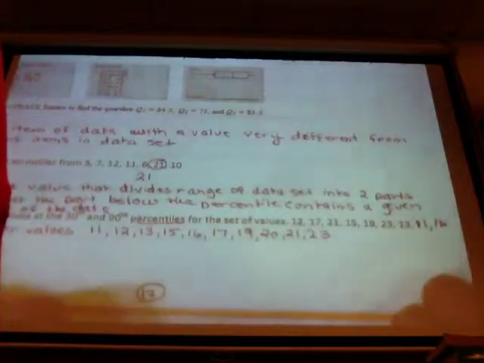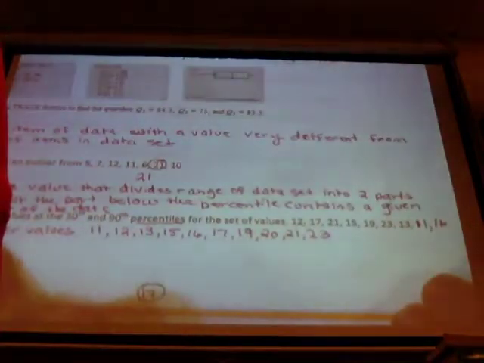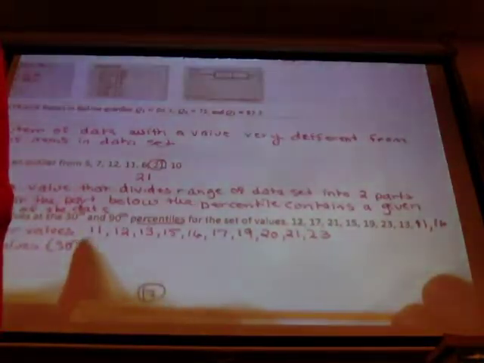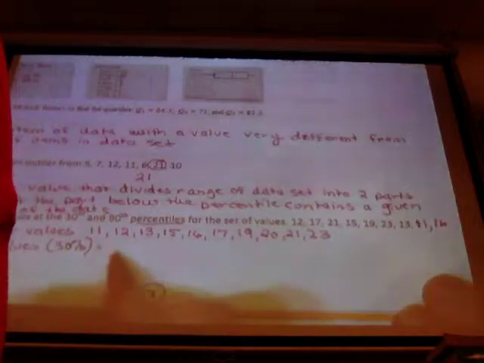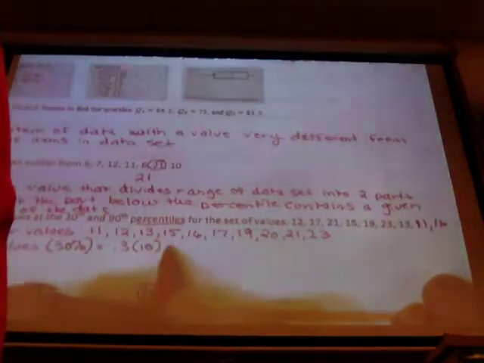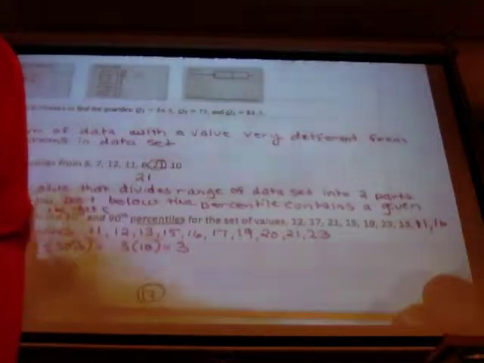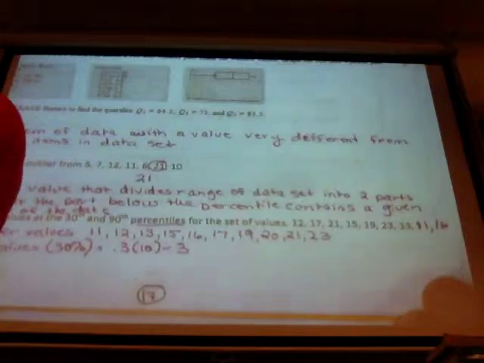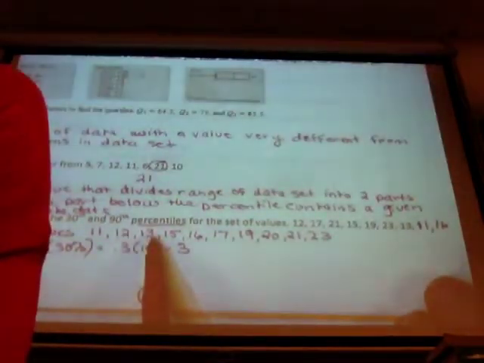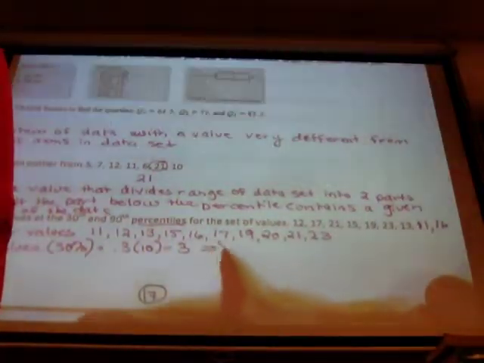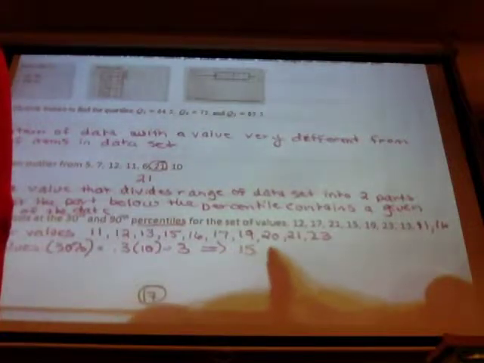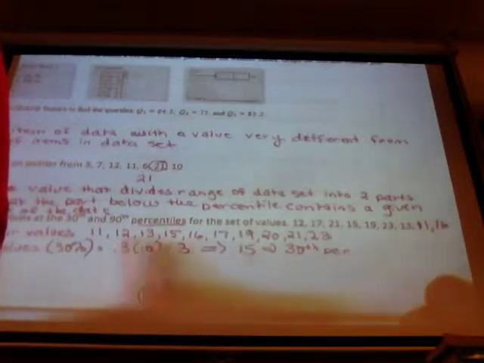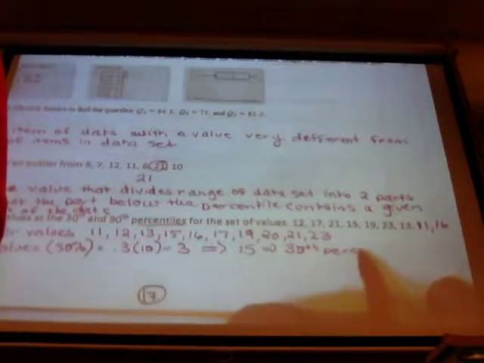So out of the 10 values, I want to find the 30th percentile. So the 30th percentile of 10 is 3. So I look at this and I count 3 data, 1, 2, 3, and that means that 15 is the 30th percentile. Kind of goofy. It's not 13, it's the one after it.